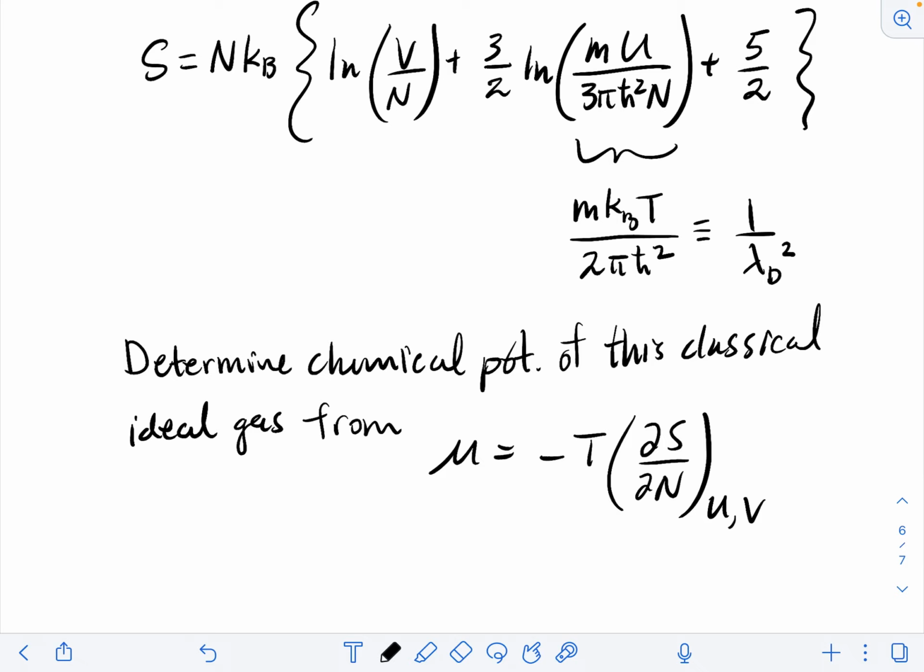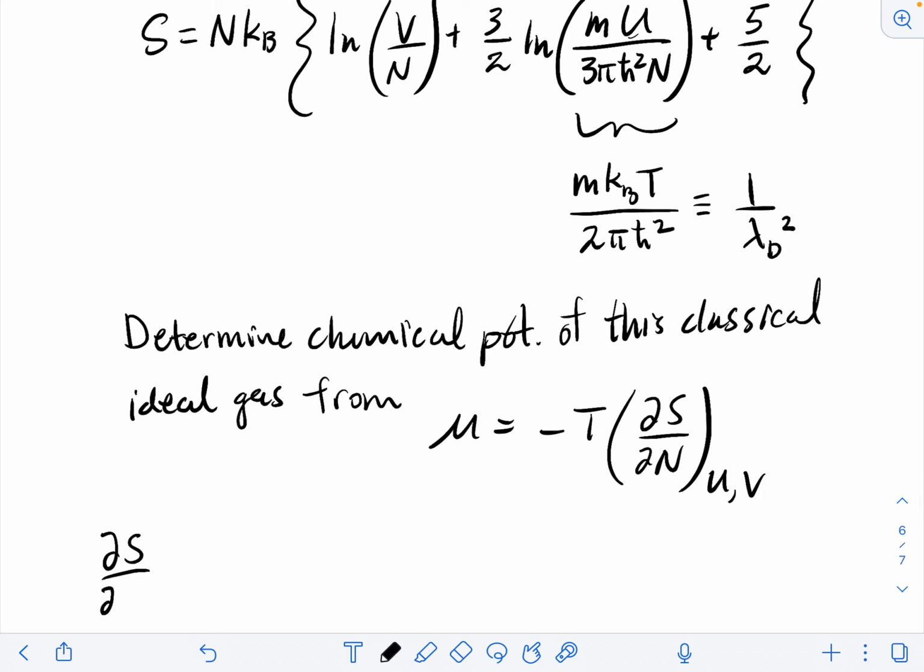And so, the reason why I didn't want to write U as 3/2 N kBT is because then when we evaluate the N derivative, I wouldn't be able to hold U constant because I would cancel the N with the N in the denominator here. So I've written this in terms of the internal energy so that I could hold it constant when I evaluate the derivative. Okay, so let's just first start with this derivative at constant internal energy and volume.